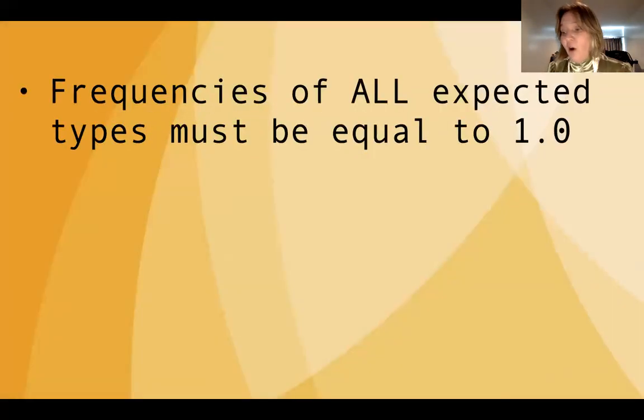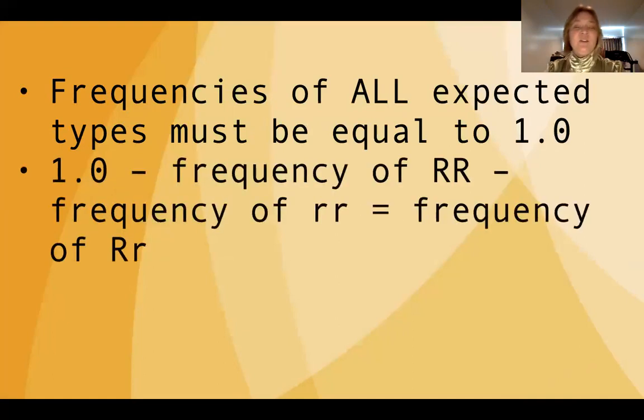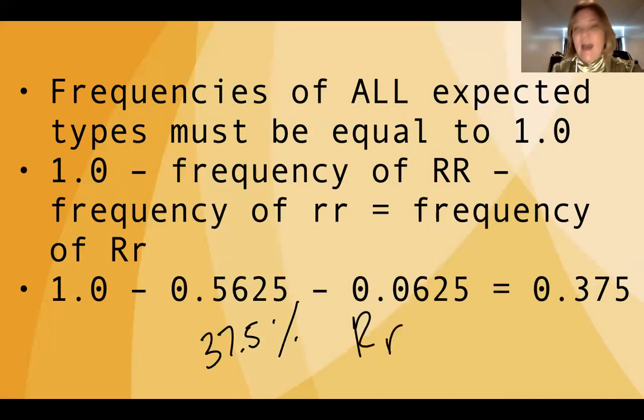The frequencies of all expected types, of course, must be equal to 1. So if we want to determine what the frequency of a heterozygous individual, we can either do the frequency of big R times the frequency of little r, or we can just do 1 minus the frequency of the homozygous dominant minus the frequency of the homozygous recessive. So we take all of that together and we get left over 0.375, or a 37.5% chance of having a heterozygous individual in F2.